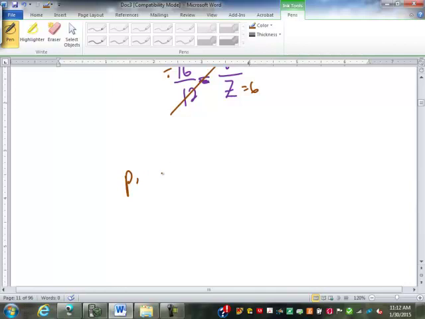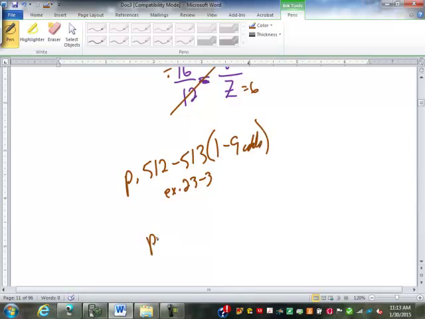In your book, page 512 to 513, this is exercise 23-3, 1 through 9, the odds. Also, on page 514 on the unit exercises, you can do 7 through 10.